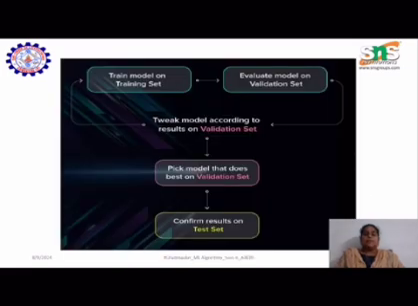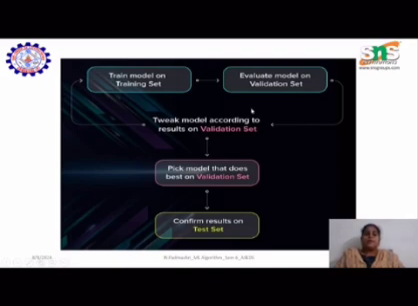See, this is the entire flow of how to test and how to train. Train the model on the training set and evaluate the model on the validation set. Training we do on the training set, and evaluating we do on the validation set. After the evaluation, we tweak the model according to the result on the validation set. Then it goes back to training the model on the training set. This is a cyclic action.